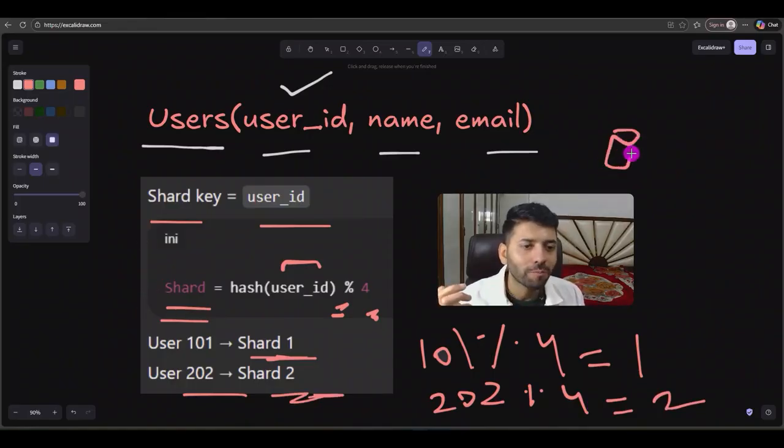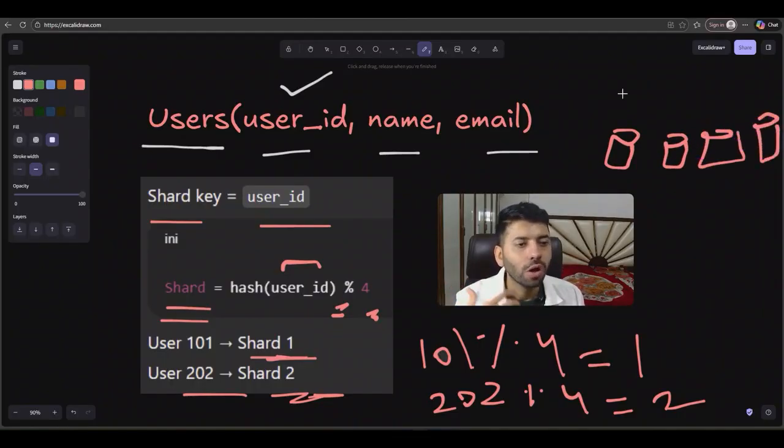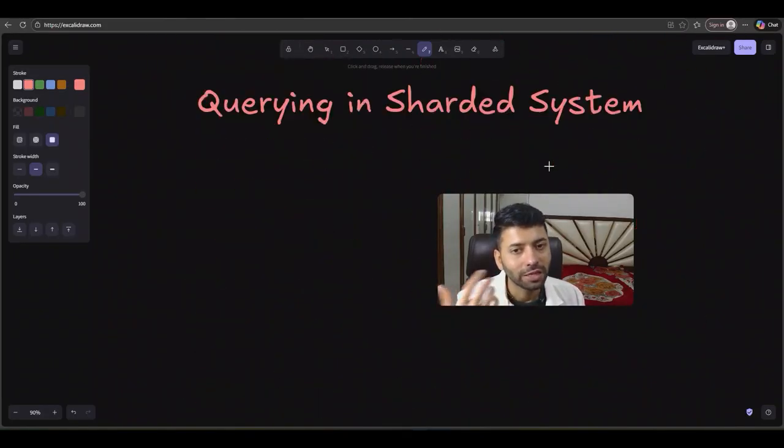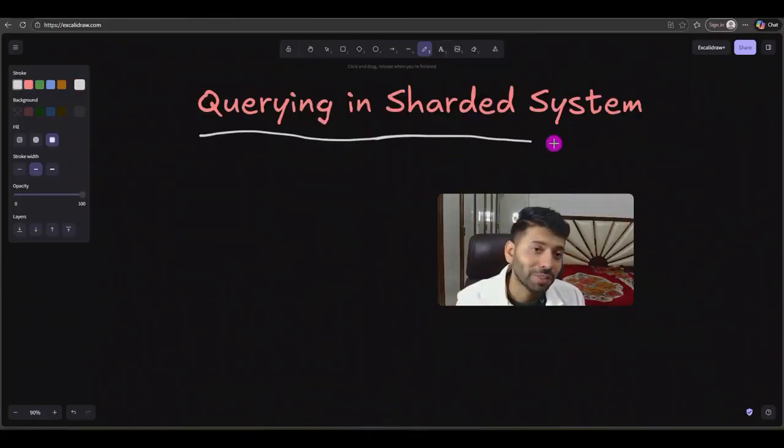Now as we know, we have multiple shards, right? So we have split the big database into multiple parts, correct? So how will the querying happen in this sharding system? That's the main question: how does the querying happen in the sharded system? Let's try to understand that.